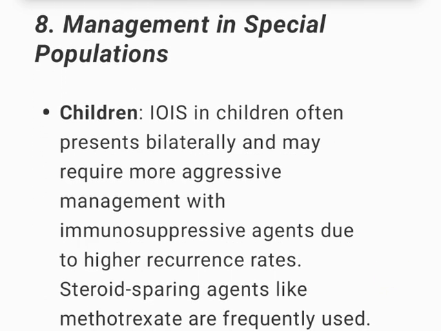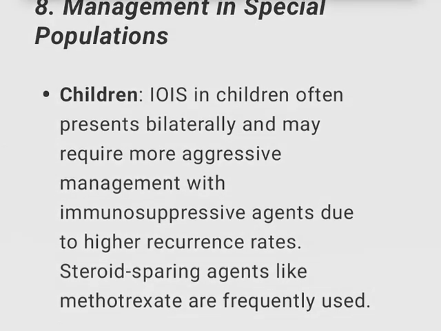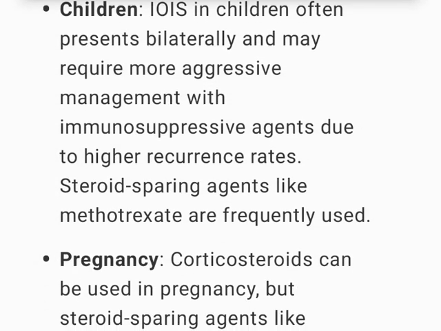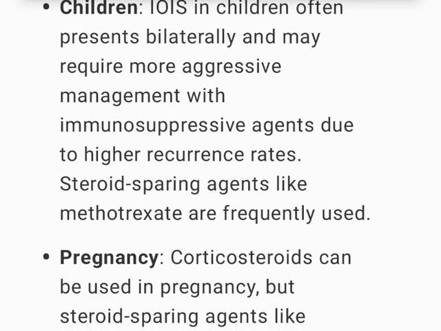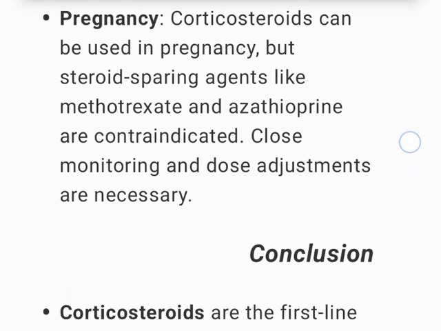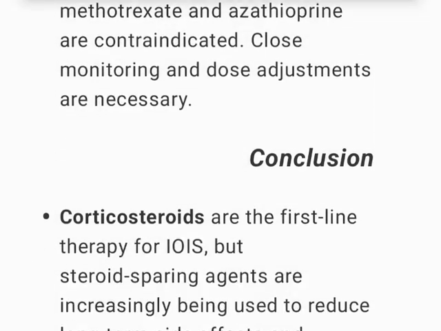8. Management in special populations. Children. IOIS in children often presents bilaterally and may require more aggressive management with immunosuppressive agents due to higher recurrence rates. Steroid-sparing agents like methotrexate are frequently used. Pregnancy. Corticosteroids can be used in pregnancy, but steroid-sparing agents like methotrexate and azathioprine are contraindicated. Close monitoring and dose adjustments are necessary.